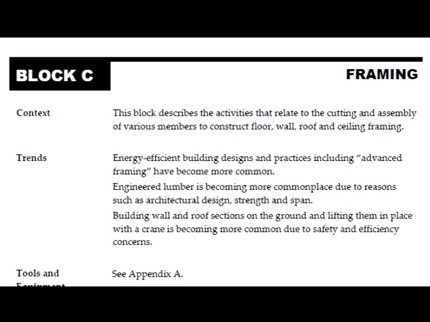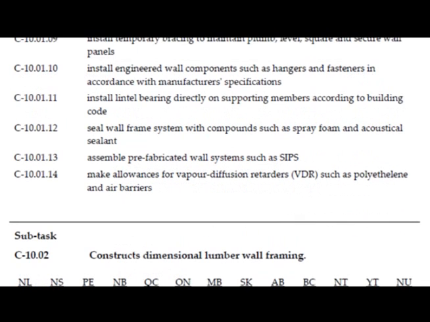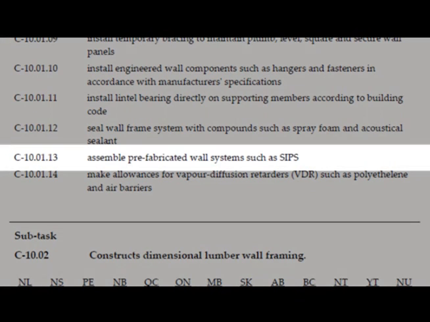So you can expect to find perhaps some rigging questions or hand signaling questions also in the framing section on the exam. It's been mentioned so many times that there's probably going to be more than one question, as you can see. So let's move ahead now to section C10, C10 under Constructs Wall Systems. We'll look at C10.01.13, assemble prefabricated wall systems such as SIPs.